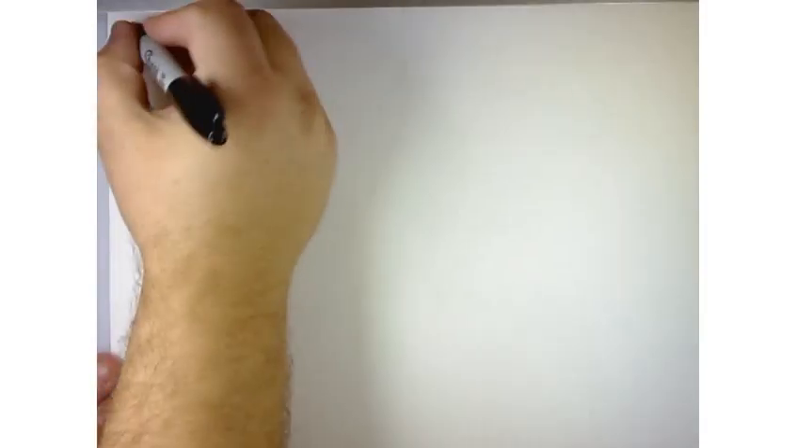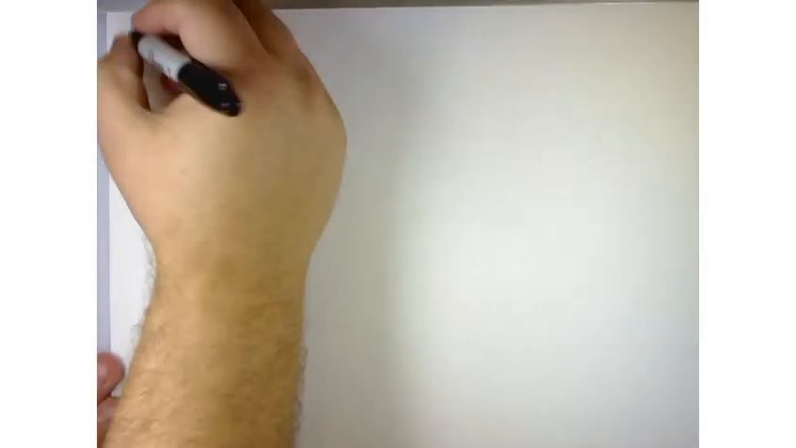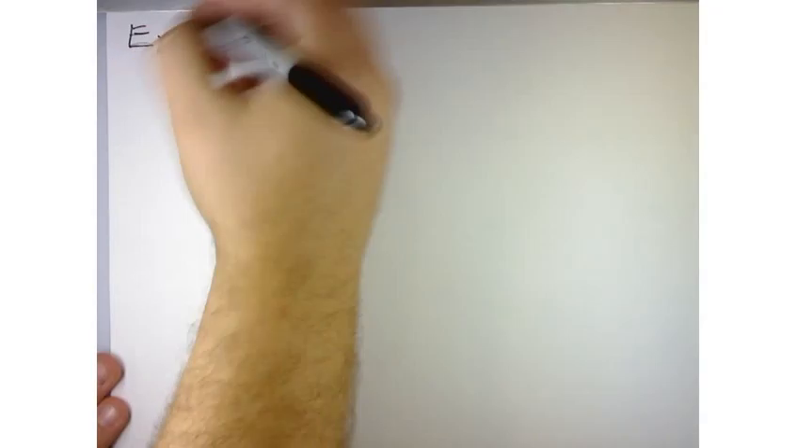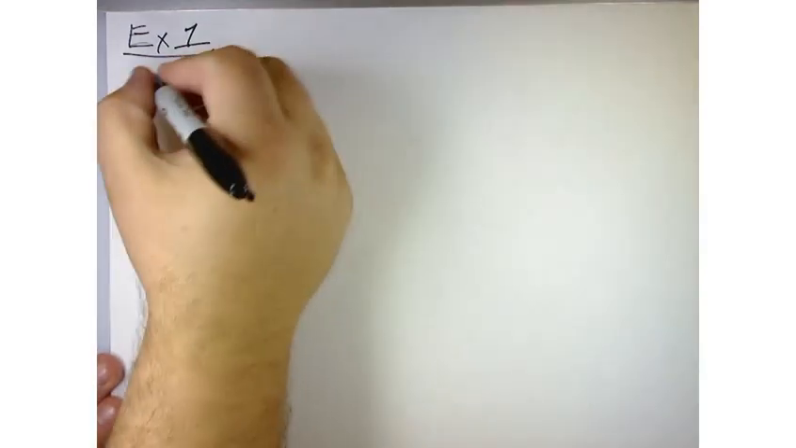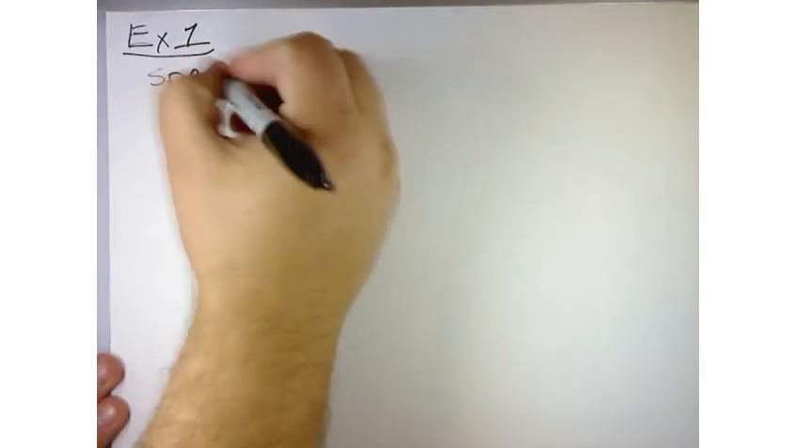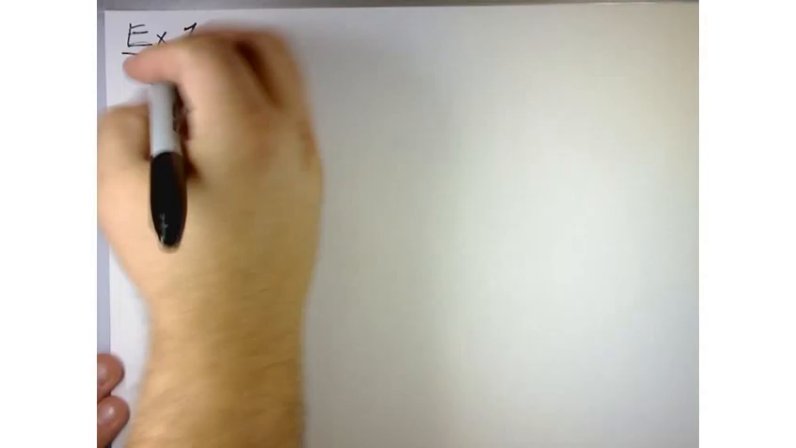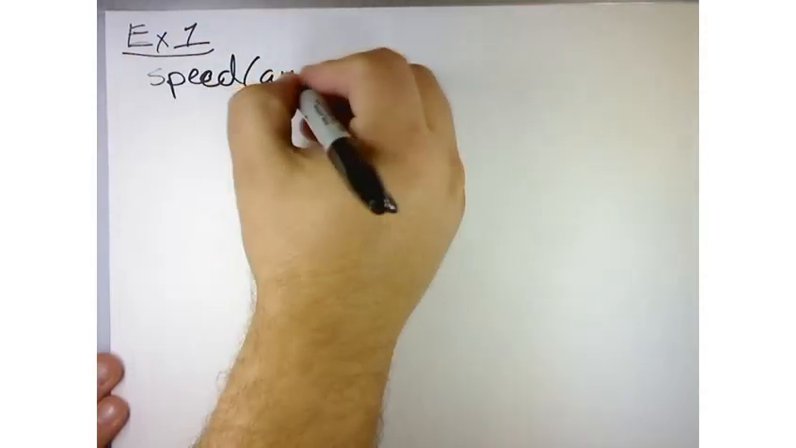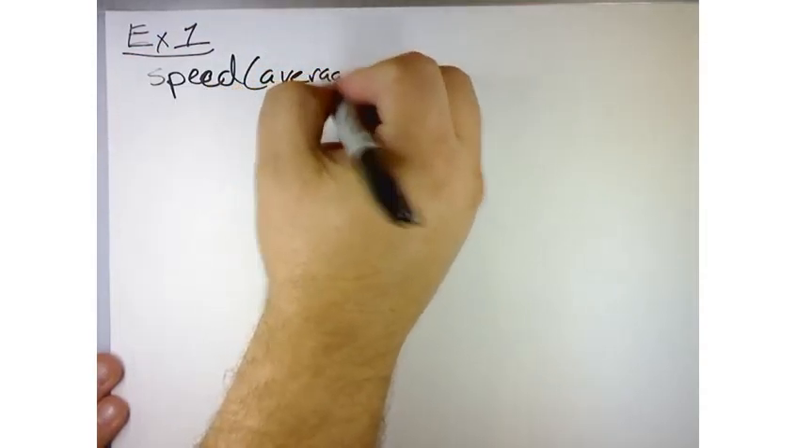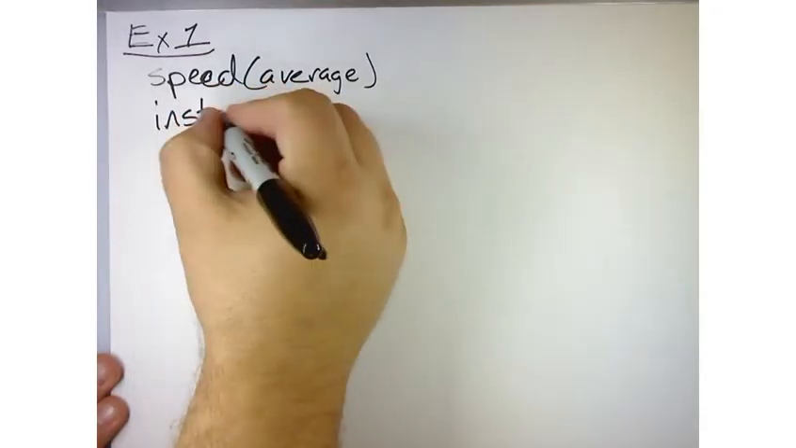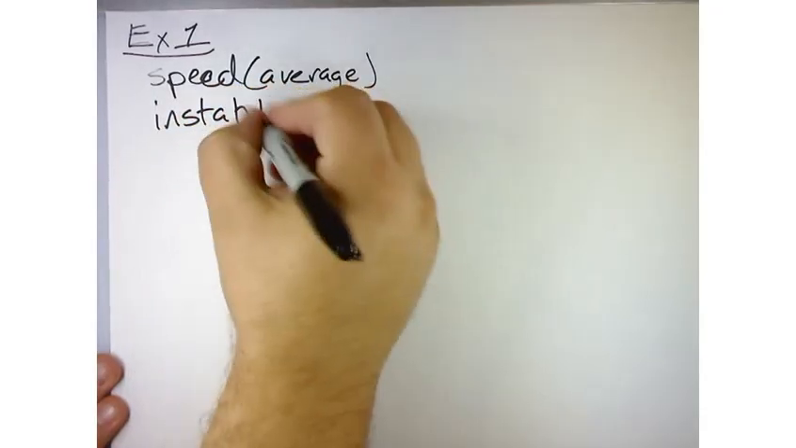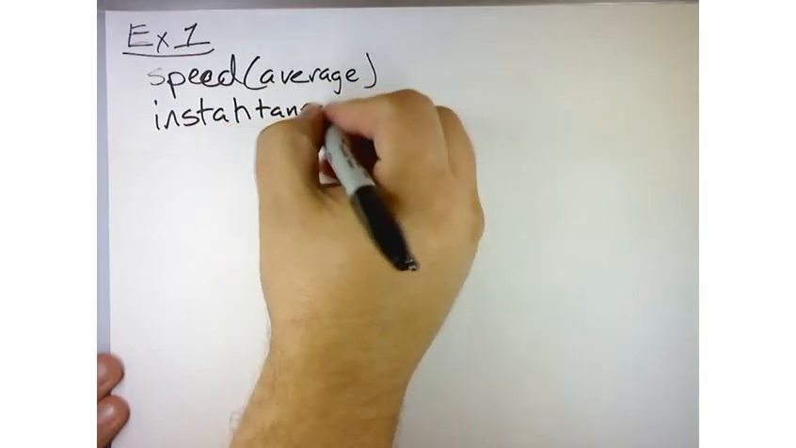One refers to acceleration and velocity and speed. Now, you should remember from last year, what is the difference between speed? Well, let me write it out. Speed, and I'm going to write the word average, and then instantaneous. What do you guys think the difference is?